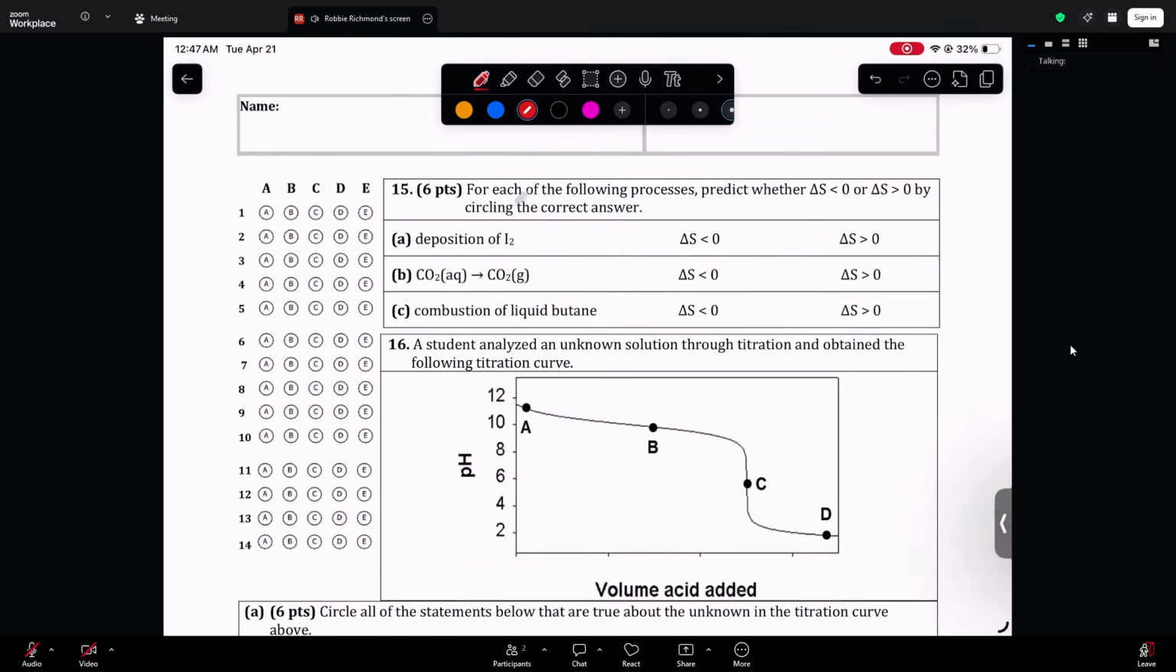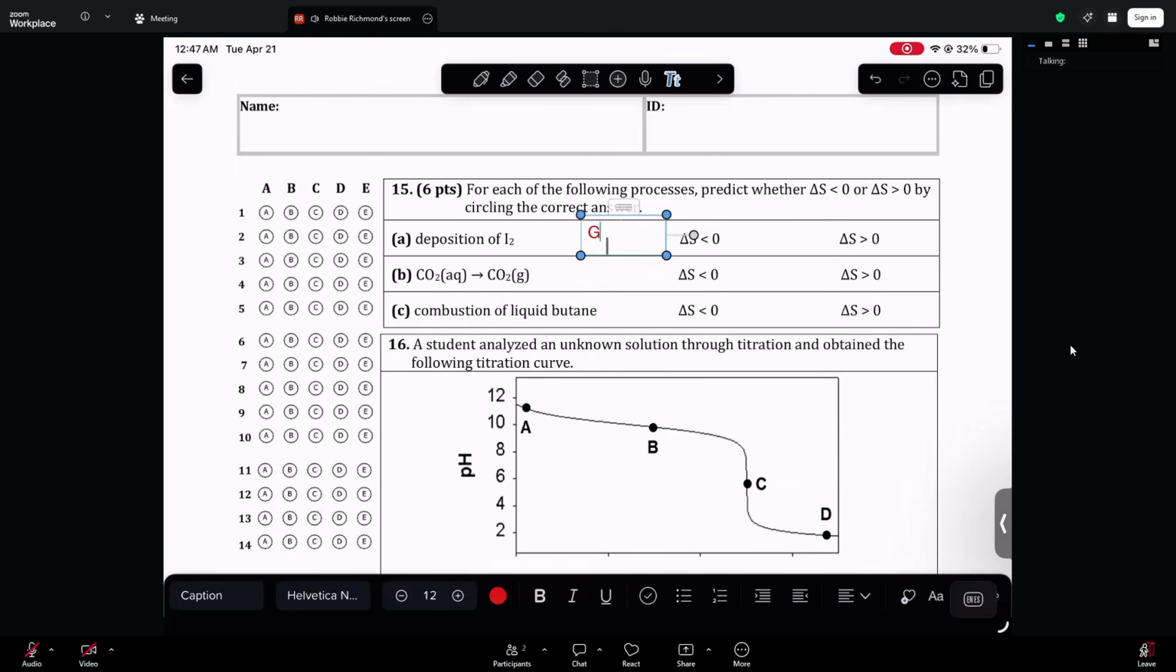So for question 15, we're given a couple of scenarios and we're going to predict whether the entropy, or delta S, is going to be less than 0 or more than 0, either negative or positive. So for statement A, we're talking about the deposition of iodine. And if you do not remember what deposition is, that is just going from gas to solid. Let me write that down.